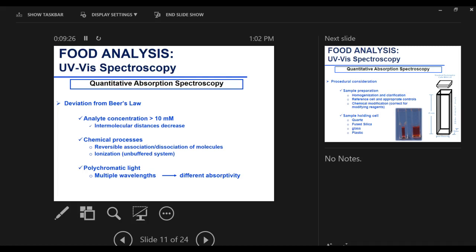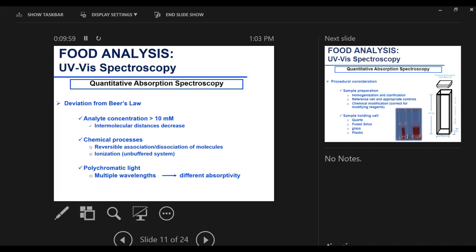Beer's law and deviation from Beer's law. In order for Beer's law to be reliable and accurate, we have to make sure that certain things are not causing deviation. For example, the concentration of your analyte. If you have a high concentration, the molecules are going to be in close proximity to each other, so they would impact the absorptivity.